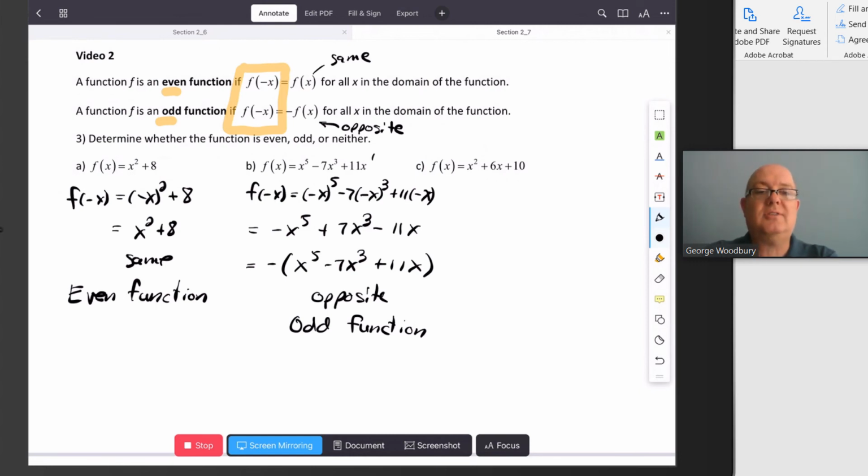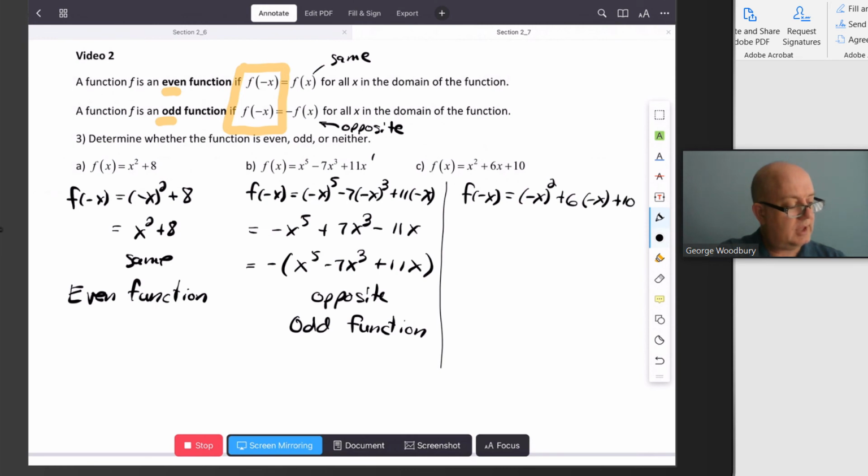X squared plus 6x plus 10. Put in negative x. F of negative x equals the opposite of x raised to the second power plus 6 times negative x plus 10. And that's going to become x squared minus 6x plus 10. It's not the same as the original function, so it's not even.